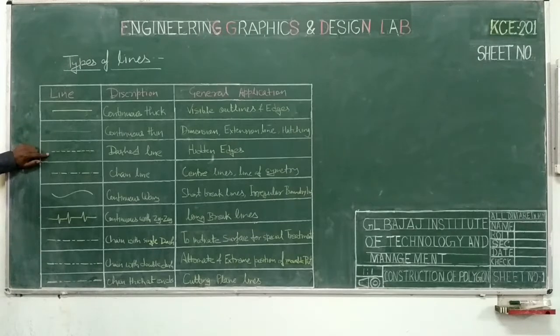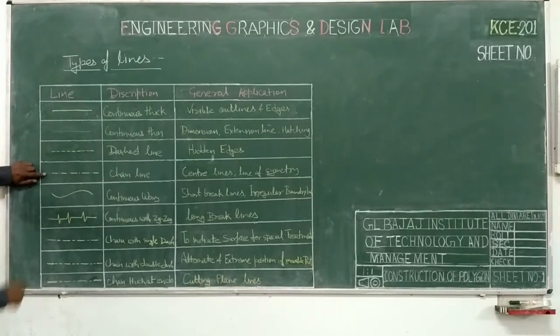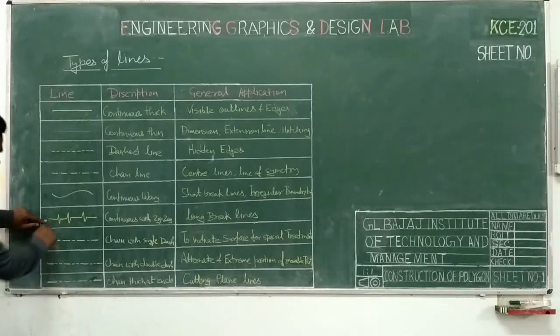The next one is the dashed line. The dash is generally 3 mm and the gap between two dashes is maintained at 1 mm. 3 mm, 3 mm, 3 mm. This is the dashed line. Again we have the chain line. After that we have the continuous wavy line or freehand line. After that we have the continuous line with zigzag.